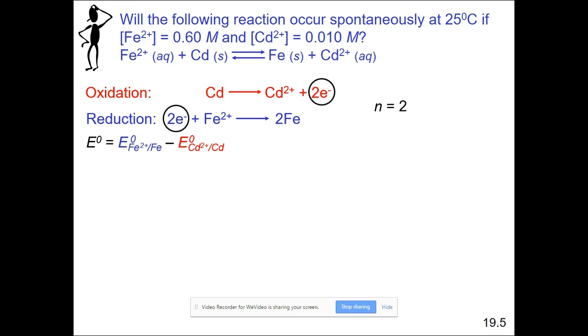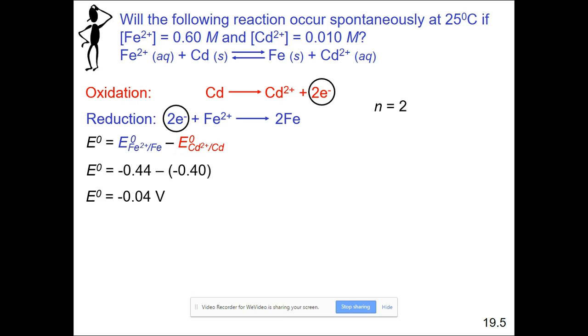E naught of the cell is going to be the reduction potential at the cathode, which is in blue, minus the reduction potential at the anode, which is in red. So if we look up those values in the textbook, we get negative 0.44 minus negative 0.40. When we add those up, we see that E naught of the cell is negative 0.04 volts. Because E naught of the cell is negative, not 0, but negative, we see that the forward reaction is not the reaction that is favored. It's the reverse reaction that's favored. So the reactants are favored over the products.